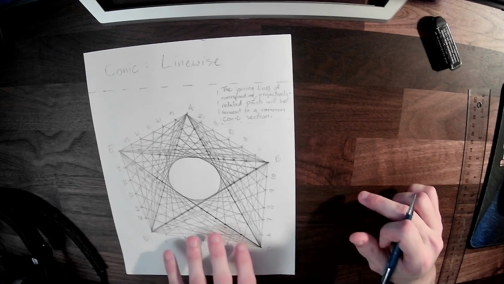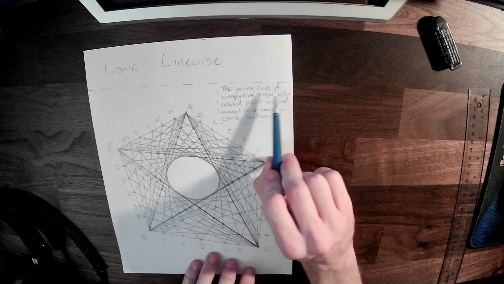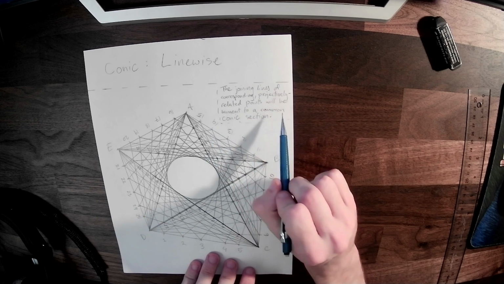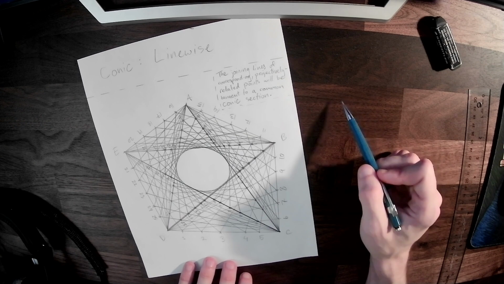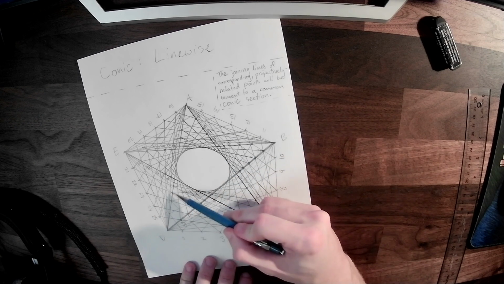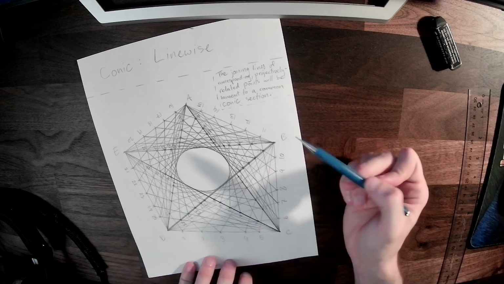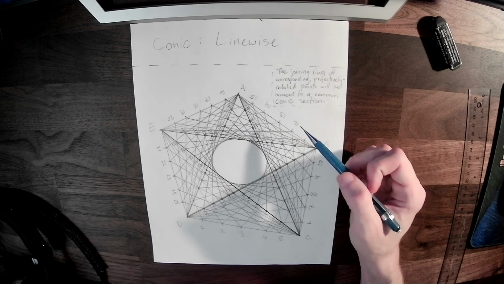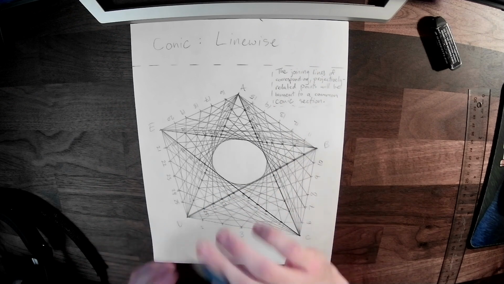Okay, I don't know if you can read that, but I'll read it again out loud. So, the joining lines of corresponding projectively related points will be tangent to a common conic section. So what this means is these points 1 through 5 here and 1 through 5 there, they are projectively related to each other. If you remember back to the drawing we did about projectivity, this is basically a rearrangement or an alternate arrangement of that drawing.